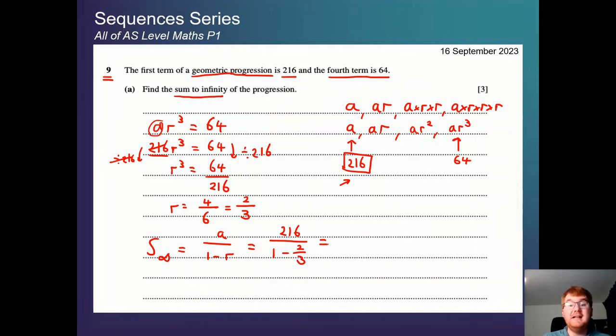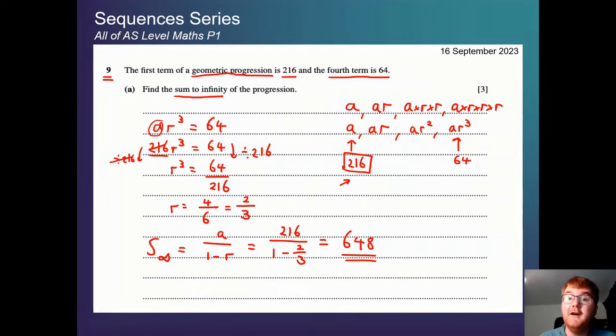Again, let the calculator do the mental maths for you. That's what it's there for. So 216 over 1 minus 2 over 3. We pop this in and we get our final answer of 648. Please use that calculator wisely when you're going through. Sometimes you'll need to simplify, but in that case, if you've got something like this, just put it into the calculator, let it do its stuff. Again, you can always double check with some mental maths as well.